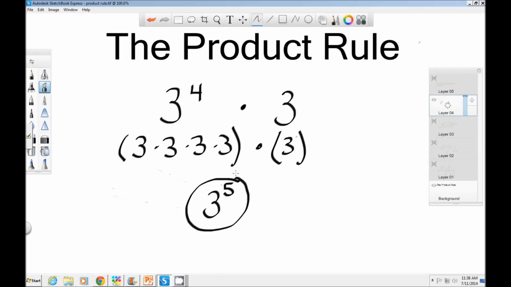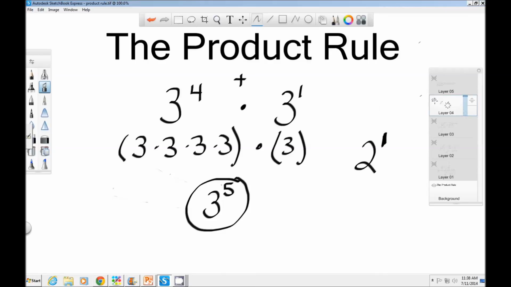We still added something to this 4, so what can we put over this 3 to show it's just a single 3? 1, because it's 3 to the 1st power. So 4 plus 1 is 5. You can still work the product rule here, but sometimes when you have a number by itself, you have to put in what power it is, which is to the 1st power.